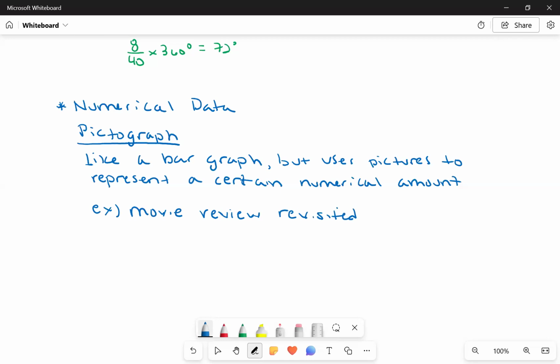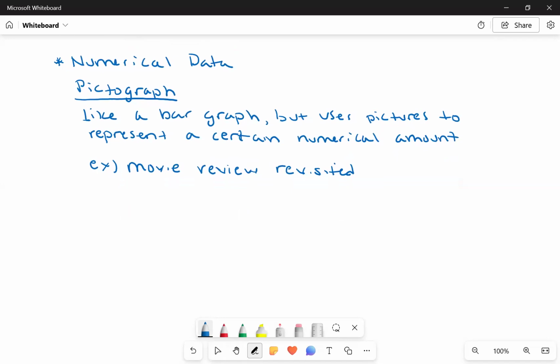In that we had the categories we had listed above, the 5-star, the 4-star, the 3-star, the 2-star. Since you have that on your paper, I'm not going to rewrite it, but you are welcome to go ahead and rewrite it down. So here's how we would display that. First, we need to create our picture that we're going to use and the numerical value of it. So for us, I'm going to go ahead and use a star. And the star is going to represent 4 movies.